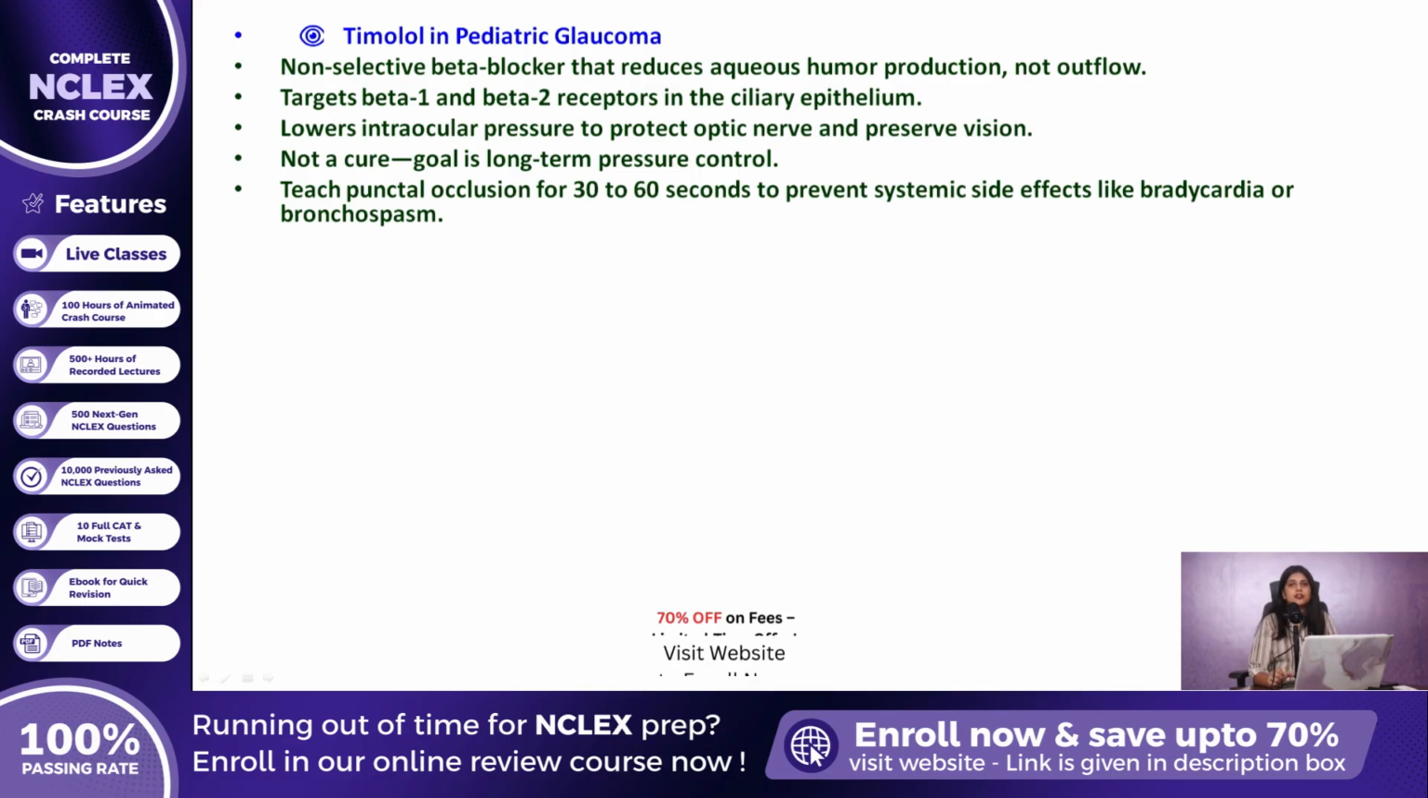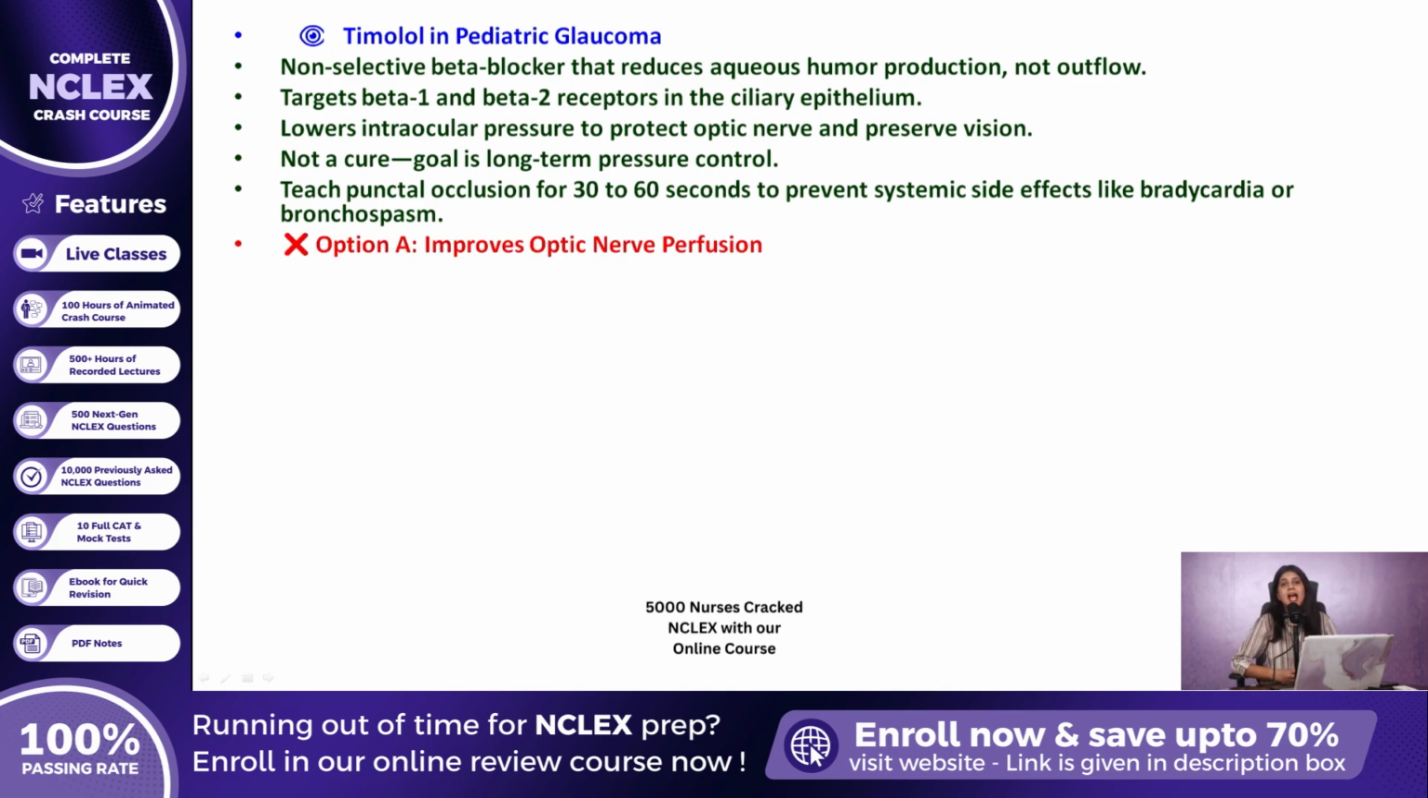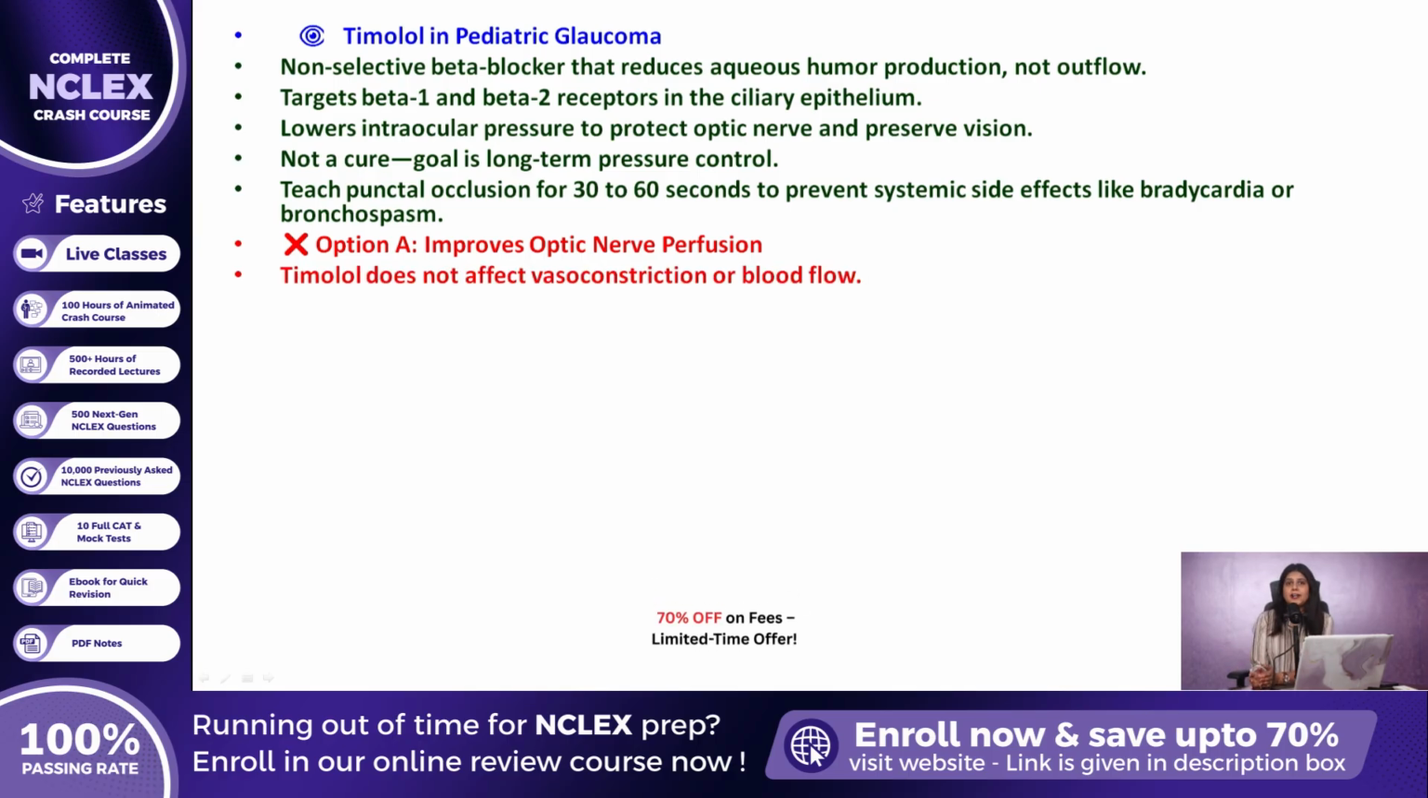It is also critical to monitor intraocular pressure at follow-up visits and assess adherence, since patients often feel no symptoms despite disease progression. Now taking a closer look at option A, this may sound logical at first, but actually misrepresents how timolol works. Timolol does not improve optic nerve perfusion through local vasoconstriction. In fact, excessive vasoconstriction could compromise blood flow and worsen optic nerve ischemia.